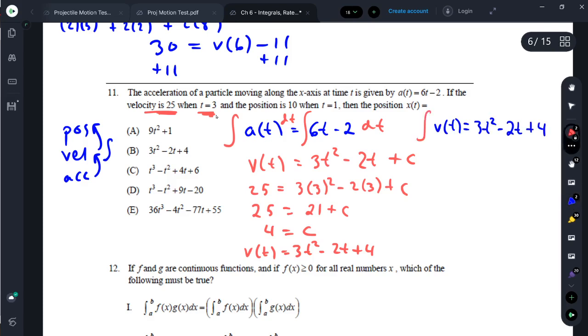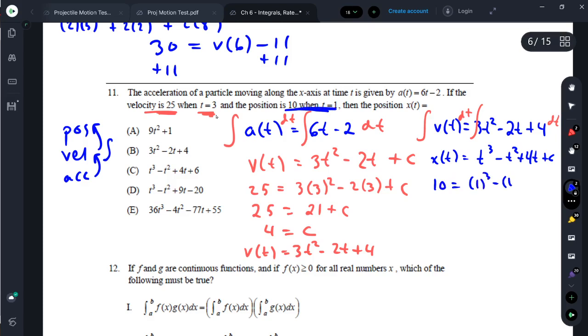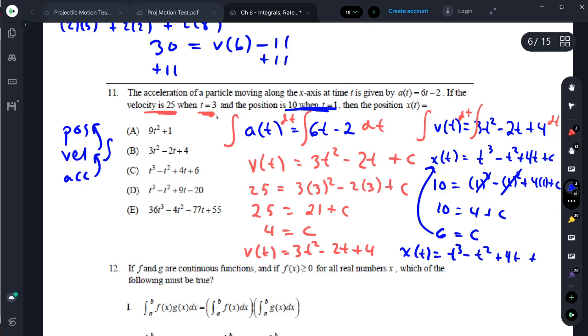And then we'll do the same thing. We're going to take the integral with respect to dt. So the integral of v of t is going to be x of t. It's going to be 3t cubed over 3 is t cubed, minus 2t squared over 2 is minus t squared, plus 4t plus c. So now they tell me the position is 10 when time is 1, so 10 equals 1 cubed minus 1 squared plus 4 times 1 plus c. Those ones cancel out. 10 equals 4 plus c. Subtract the 4. 6 is my c. So our answer is x of t is equal to t cubed minus t squared plus 4t plus 6.